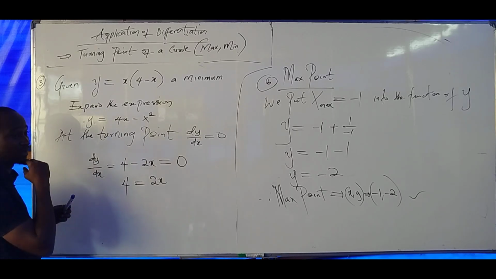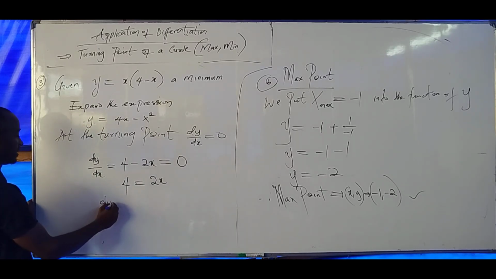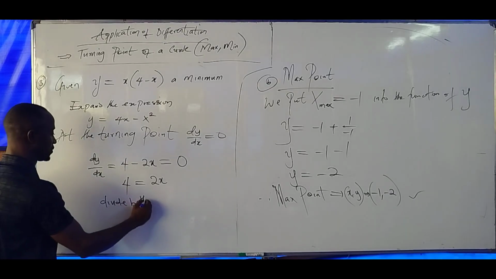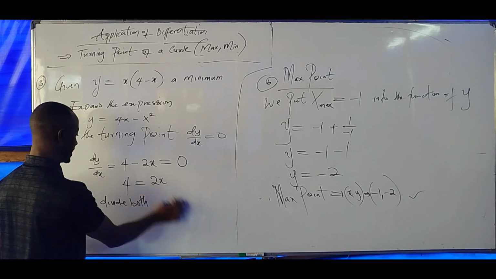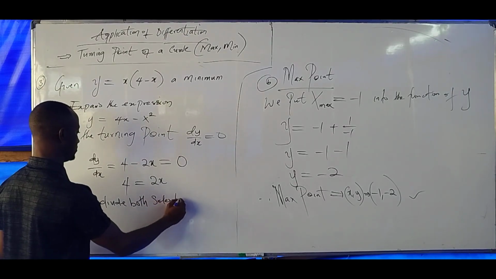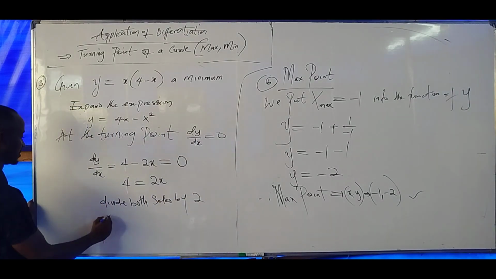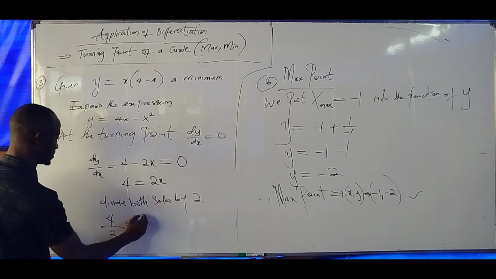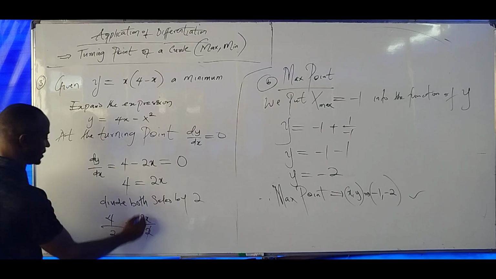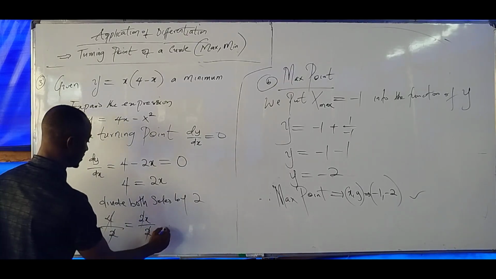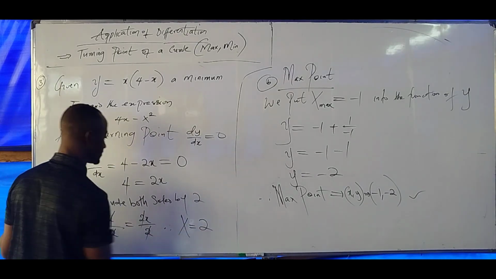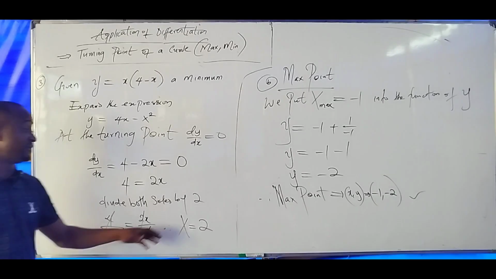Our aim is to find x. So we divide both sides by 2. Both sides by 2. That means 4 over 2 equals to 2x over 2. Can this go with this? So what do you have? Our x is equals to 2. Are you there? This is the value of x.